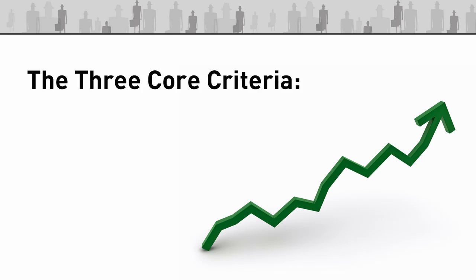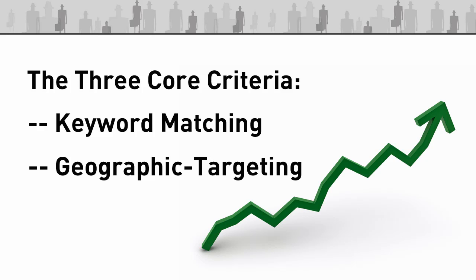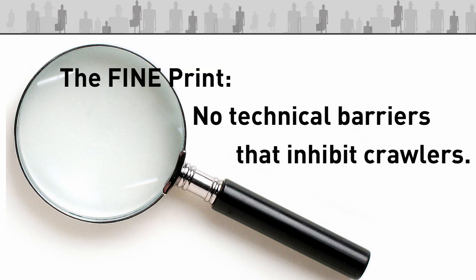So in determining the relevance of your web pages or websites, in this video tutorial, we'll cover off 3 core criteria that Google applies. These are keyword matching, geo-targeting, and PageRank. This video presentation assumes that your website has been constructed in such a way that there is no technical barrier to inhibit a search engine from crawling and indexing your site.